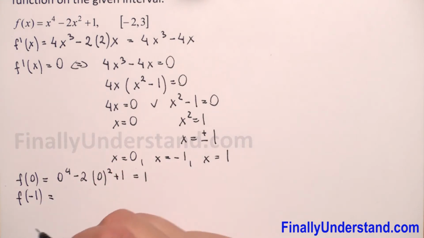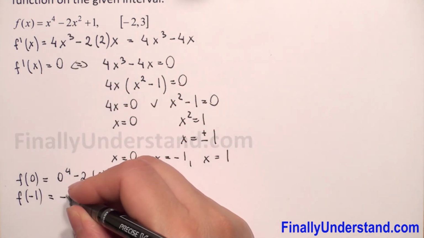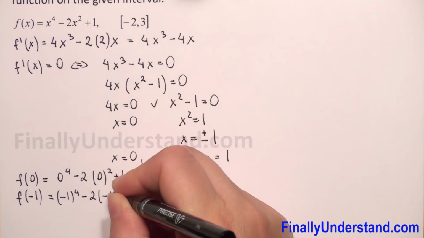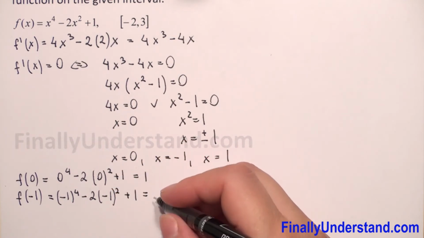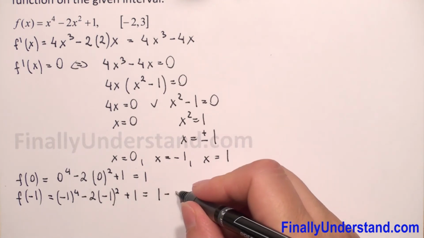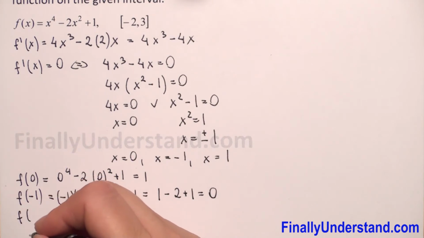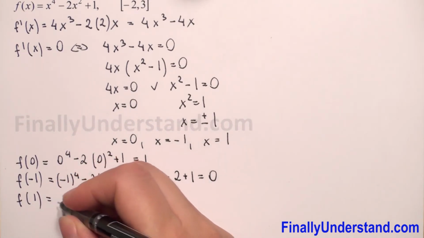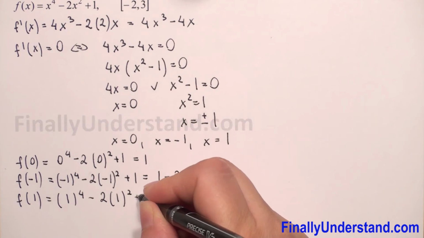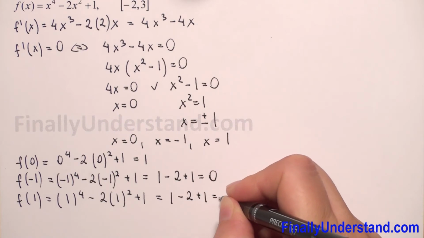Now we have to find f of negative 1. Now we replace x's by negative 1. So this is equal to negative 1 to the power 4 minus 2 times negative 1 to the second power plus 1. This is equal to negative 1 to the power 4 is 1, minus 2 times 1 is 2, plus 1. This is equal to 0. F of 1 is equal to 1 to the power 4 minus 2 times 1 to the second power plus 1. This is equal to 1 minus 2 plus 1. This is equal to 0 too.